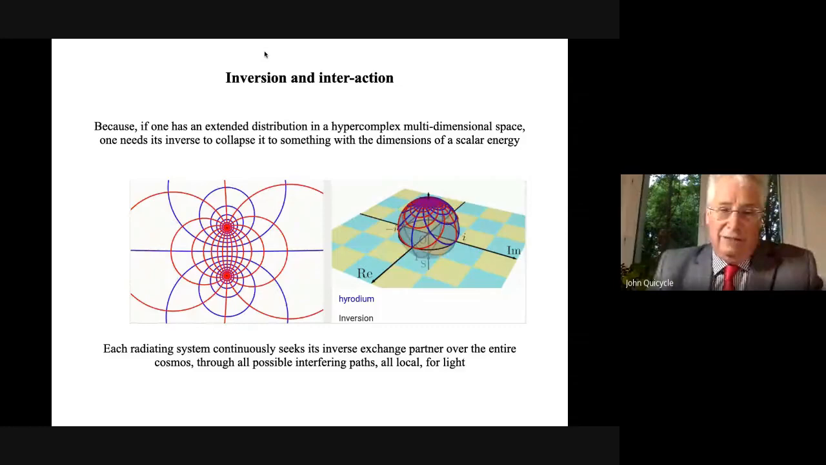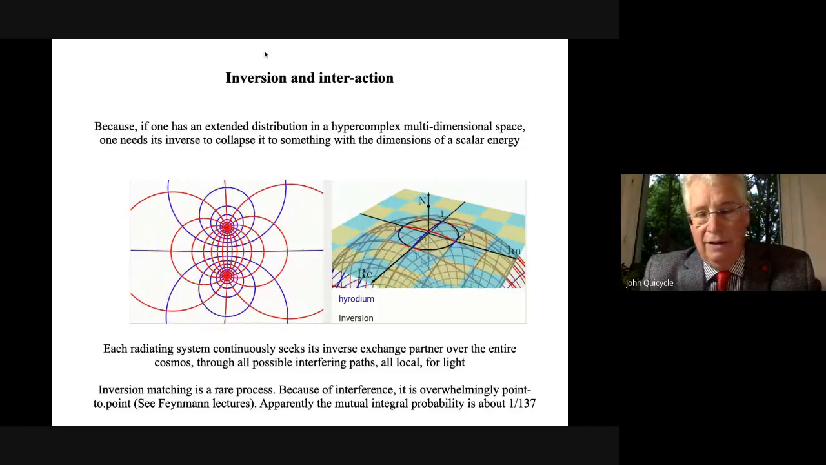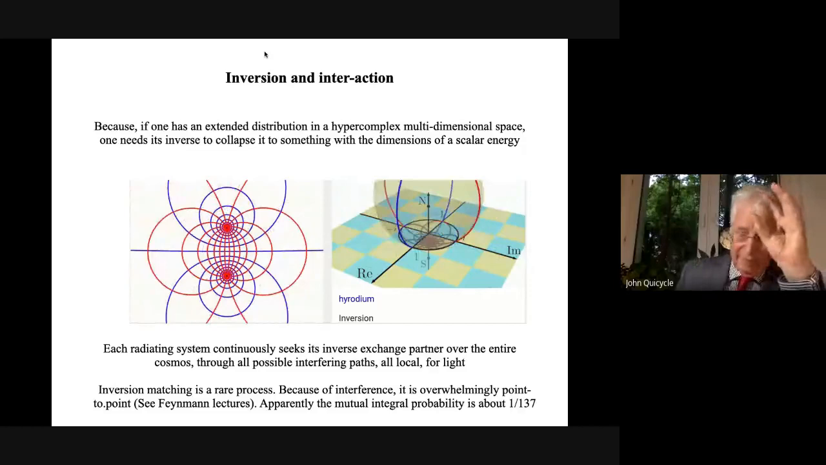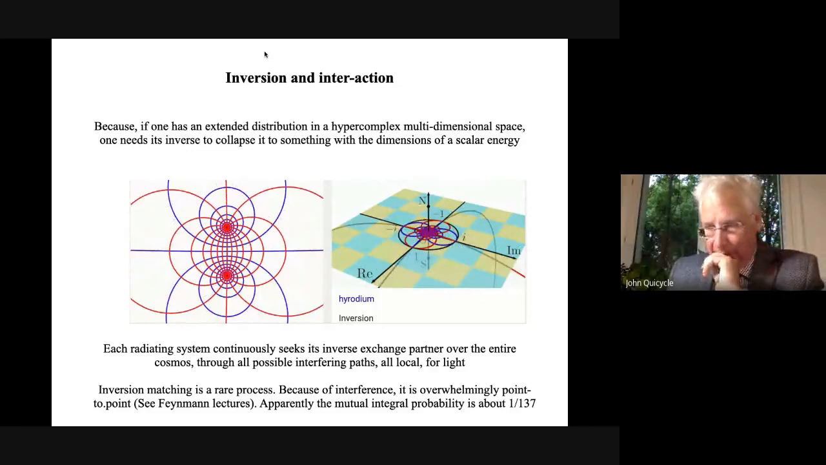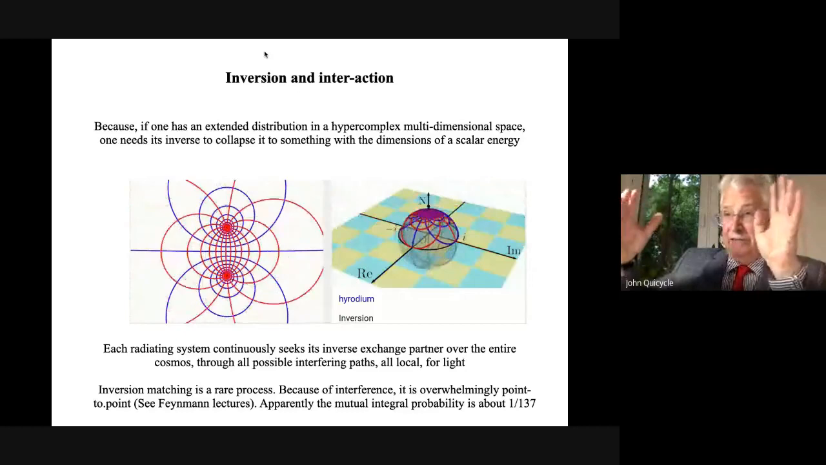It's a rare process of some sort, but because of the interference, it's at least overwhelmingly point to point, a line along a point. Look at the Feynman lectures. But apparently, if I look out over the entire universe, if I'm a charged system which has the potential to radiate, then I must find my inverse somewhere in the universe. Now, we know what the probability of a mutual interaction is if you take out the geometric effects. It's the fine structure constant. It's about 1 over 137.